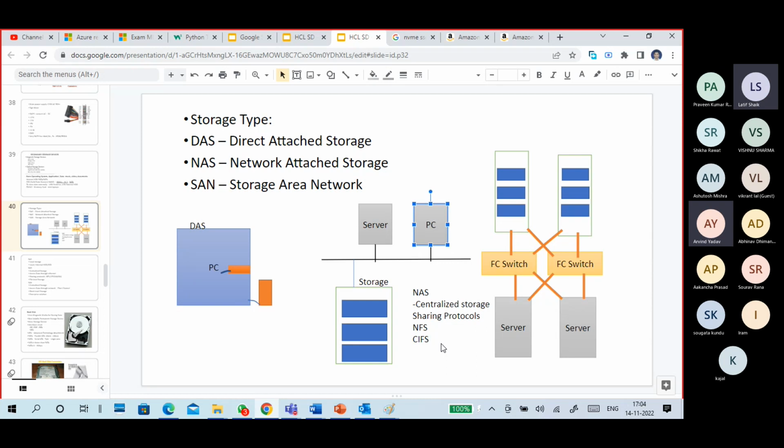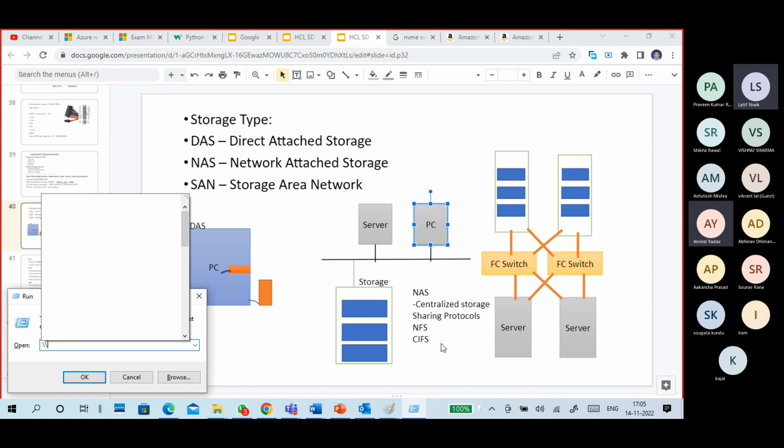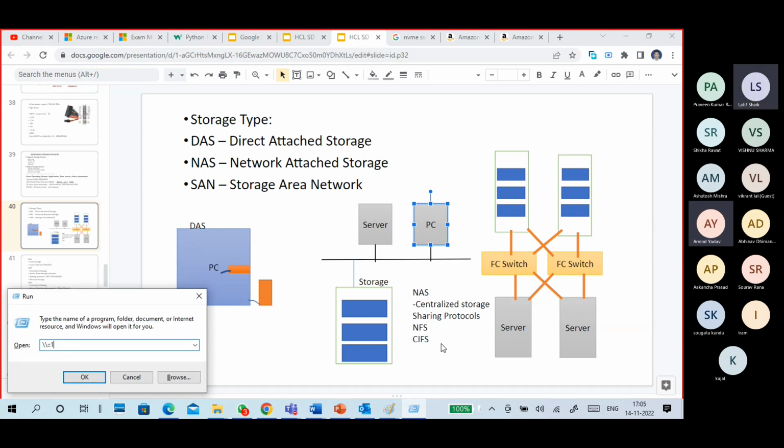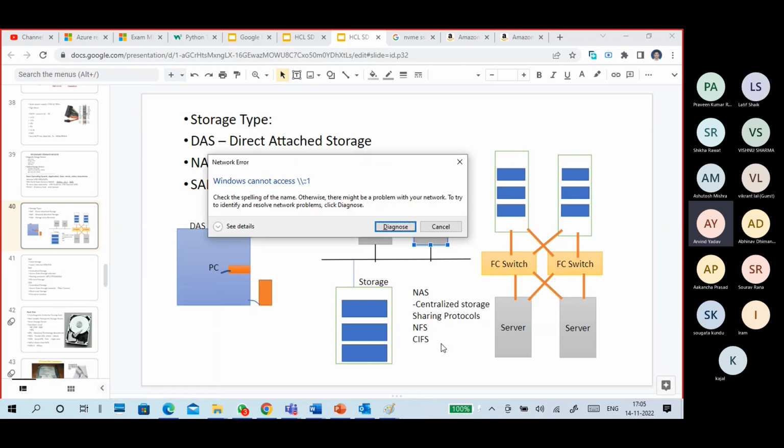For example, think of a remote location. In my remote location, I have data, and I'm accessing that data from my PC. How? Through the network.